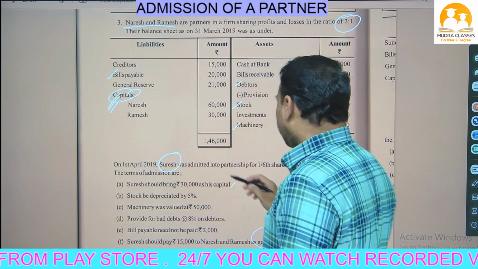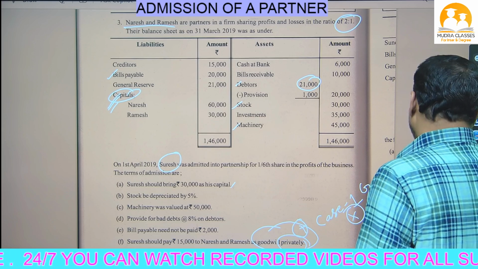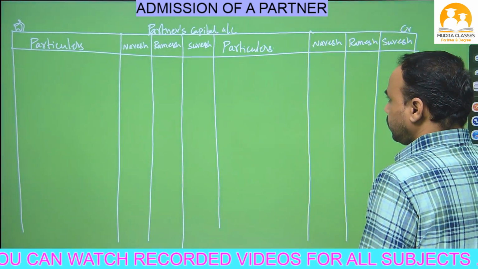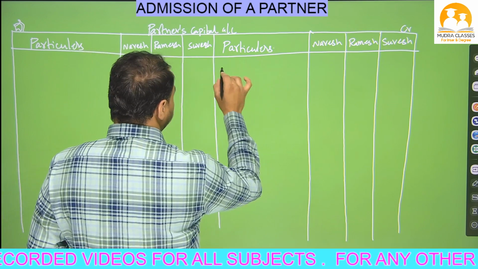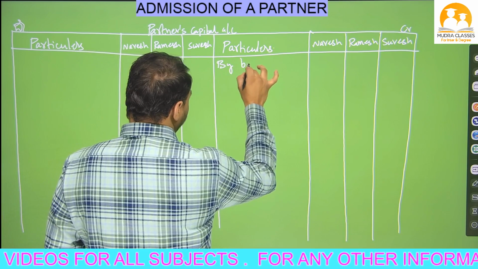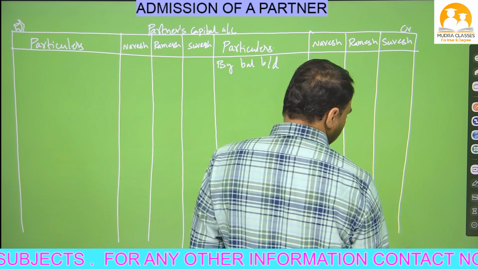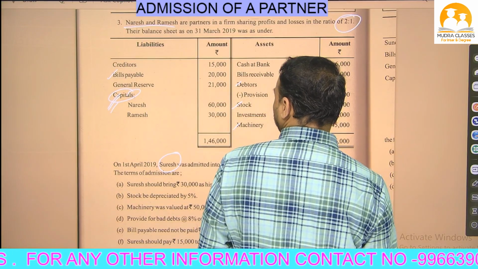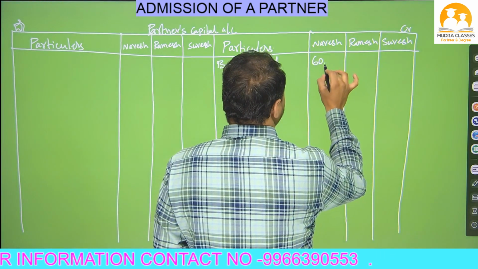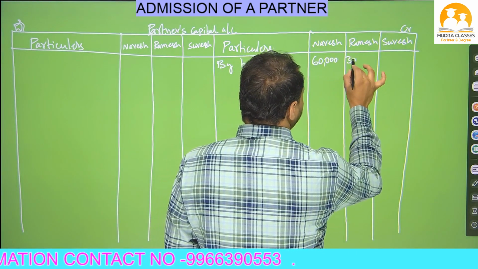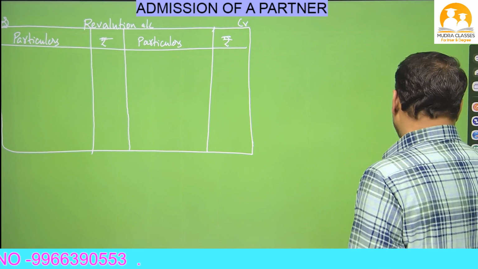So in Naresh capital and Ramesh capital, in the partners capital account, we will write the amount of Naresh and Ramesh. So this is the partners capital account. In partners capital account we have to write on the credit side as 'by balance brought down'. This is called opening balance. So how much is given? Naresh 50,000 and 40,000 given, I think. No, 60,000 Naresh, 30,000 Ramesh. Okay, we have to write like this.